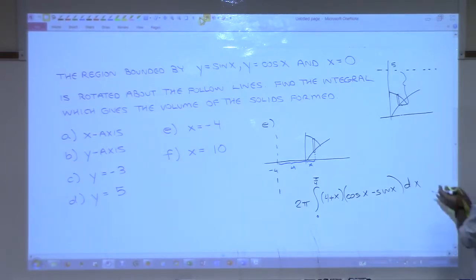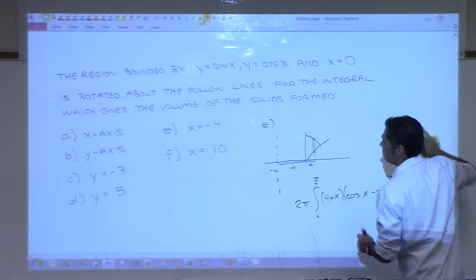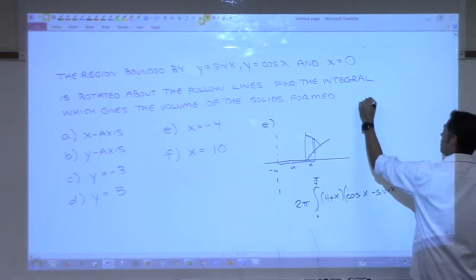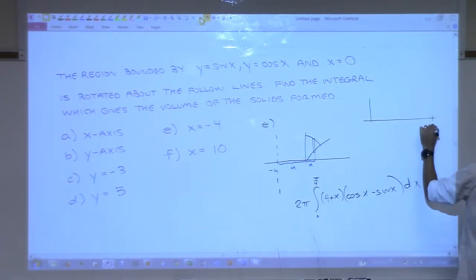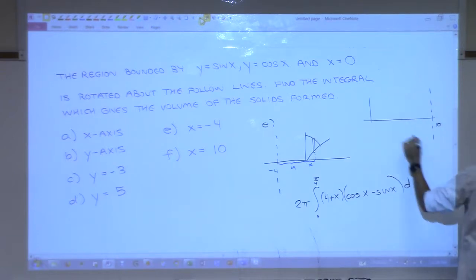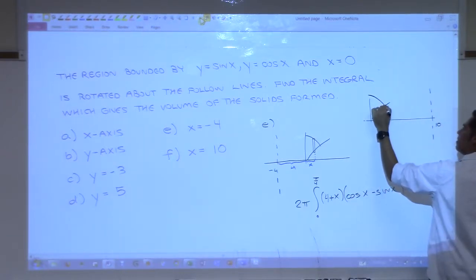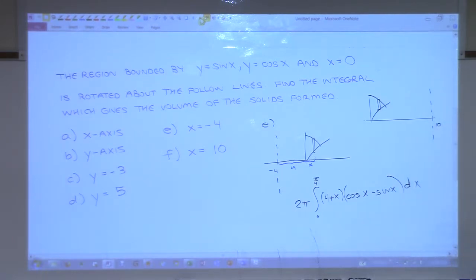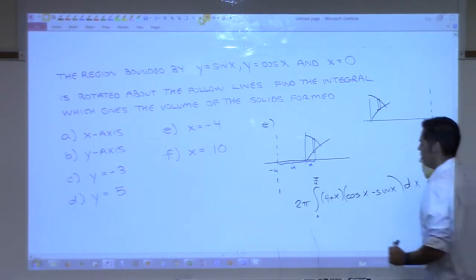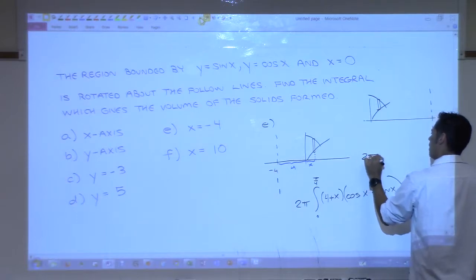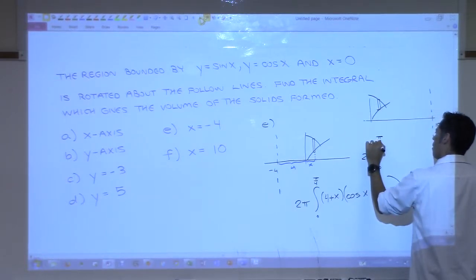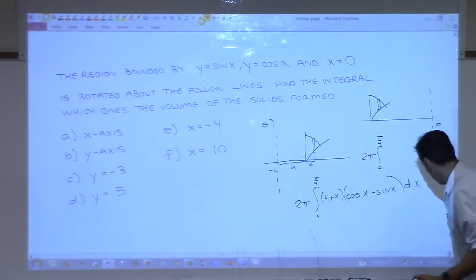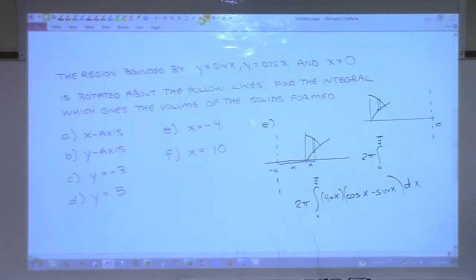And then for f, I want to go around x equals 10. So here's 10. Like this, again, parallel shells. Okay, so I'm going to go 2 pi integral 0 to pi over 4. Okay, I need the all-important radius. This is the one that gets people tripped up.